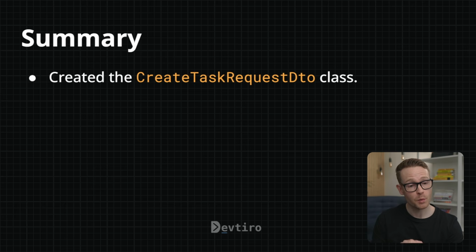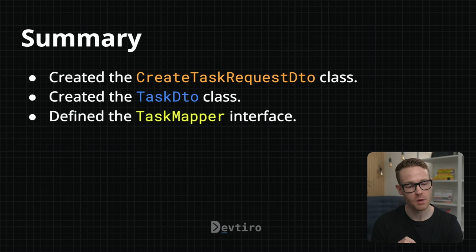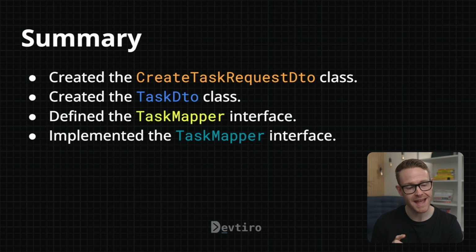So in summary, we created the create task request DTO class. We created the task DTO class. We defined the task mapper interface, and we implemented the task mapper interface. We now have everything that we need to start implementing our REST API. So let's create a task controller.